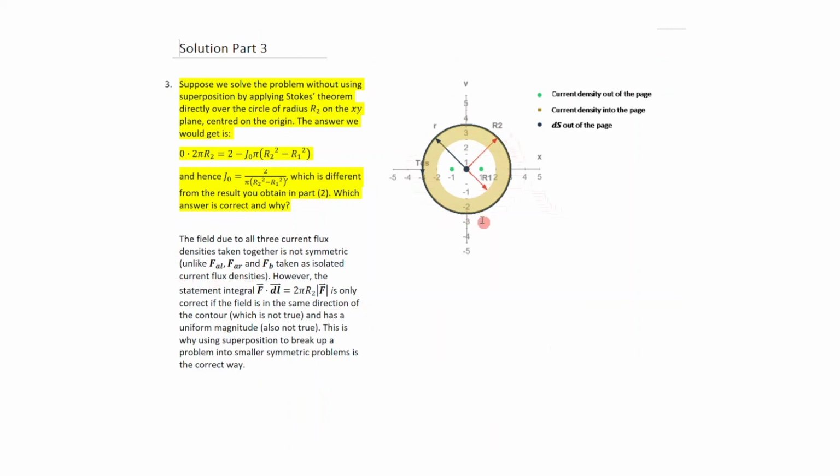the field will not be pointing in the same direction always, because each one of these current flux density distributions will contribute to a field here. And those values will be changing as you move along the contour. So they can't possibly be pointing in the same direction. Also, the magnitude is not uniform. Remember that when we did the computation, we assumed F was uniform. That's not going to be the case here either. So that's why using superposition to break up a problem into smaller symmetric problems is the correct way. Here, there is no symmetry, and therefore this relationship has absolutely no meaning.